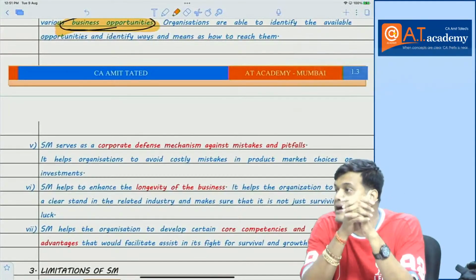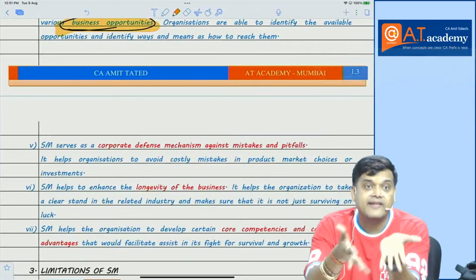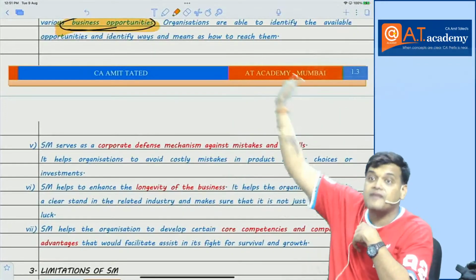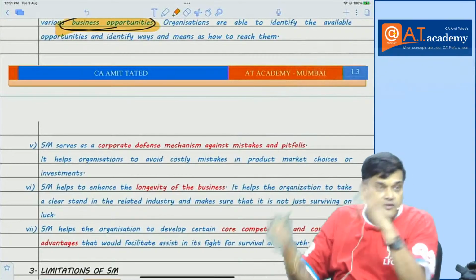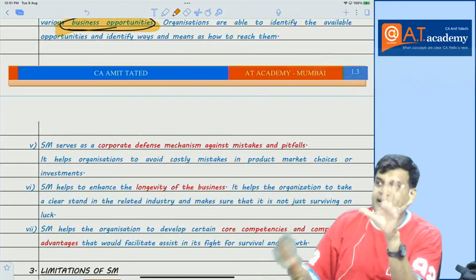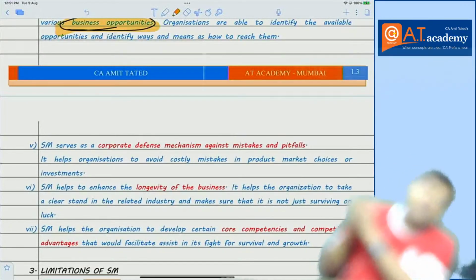Hyderabad. It may happen, and it will be a very costly mistake because I spent 20 days. Instead of those 20 days, I could have spent them somewhere else, and there I would have capitalized on things. This mistake will be avoided if you use SM. So the fifth point: it acts as a corporate defense mechanism.